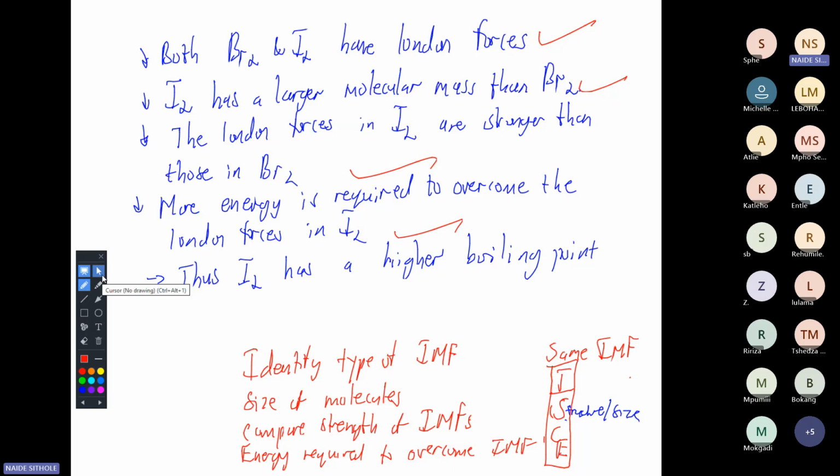Both Br2 and I2 have London forces. Identification of intermolecular forces. I2 has a larger molecular mass than Br2. We have spoken about the size of the molecules. The London forces in I2 are stronger than those in Br2. You have compared the strength of the intermolecular forces. More energy is required to overcome the London forces in iodine. You have spoken about the energy required to overcome the intermolecular forces. Then you conclude, thus iodine has a higher boiling point.